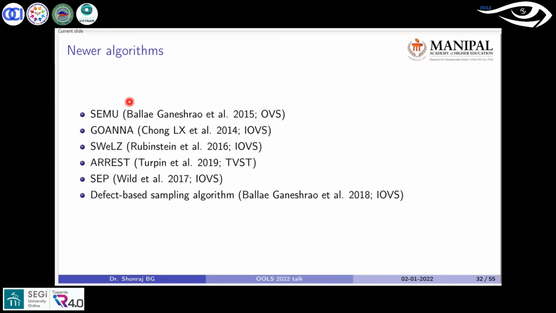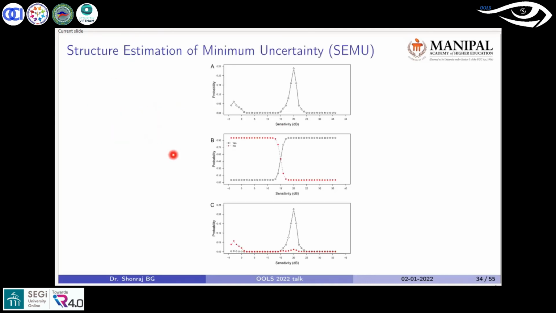There are a couple of them published by me. One of them is CMU, and then defect-based algorithms, and a couple of them are published. A couple of them are co-authored as well in these publications. Now, let me just explain the ones which I have first authored. So let me very briefly tell you how the CMU works.